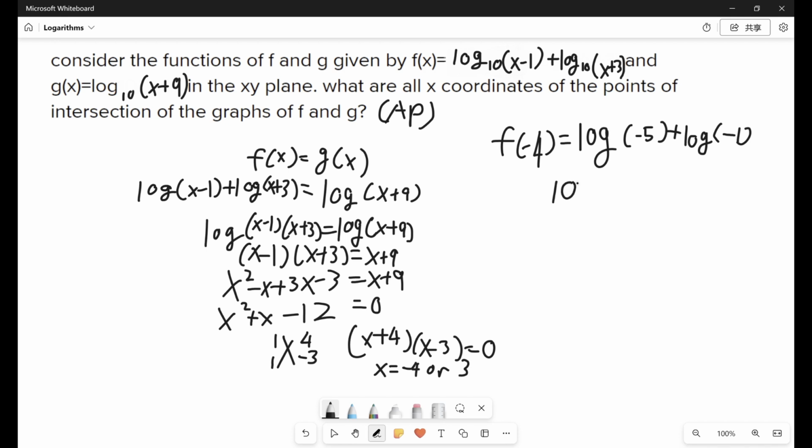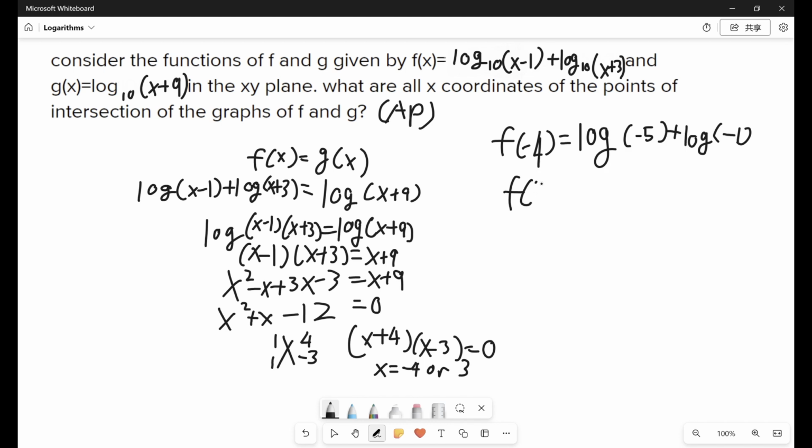It has to be positive because here the base is 10, right? So this is essentially asking 10 to the power of what? 10 to the power of x is equal to negative 5. Now what is x? Well, there's no value for x. There's no 10 to the power of x that equals negative 5. So this is just impossible to achieve. So this doesn't make sense after all. So x equals negative 4 doesn't work.